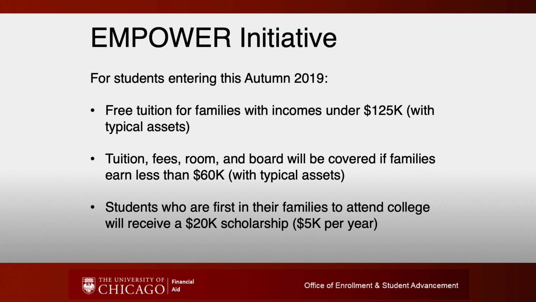If any family has an income of $60,000 or less, again with typical assets, tuition, room and board is covered during the entire time that they're at the institution. And that can change if your family's income goes up in a following year, they're still going to receive that commitment. A lot of times folks ask us what typical assets mean.